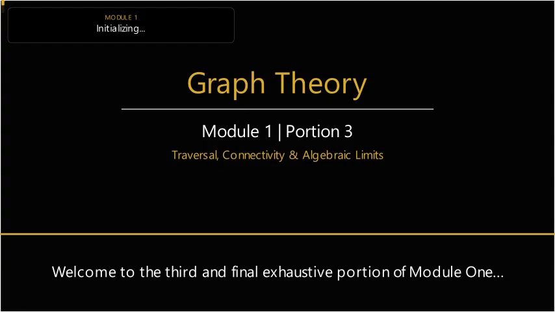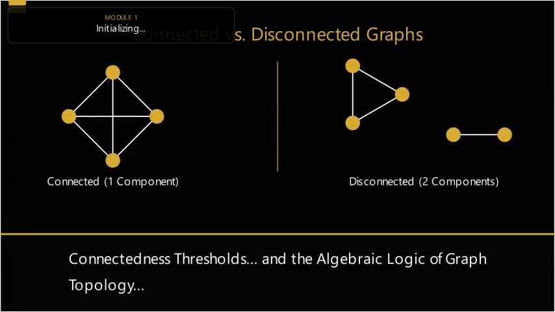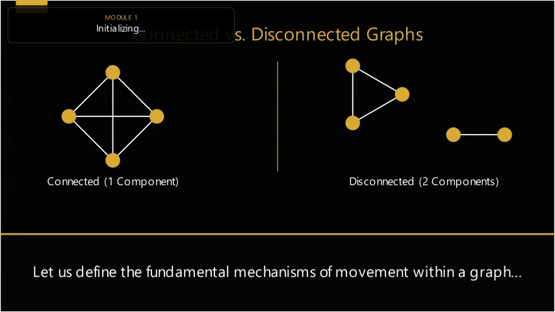Welcome to the third and final exhaustive portion of Module 1. Today we master traversal mechanics, connectedness thresholds, and the algebraic logic of graph topology. Let us define the fundamental mechanisms of movement within a graph.